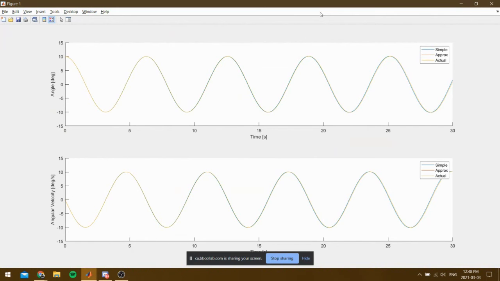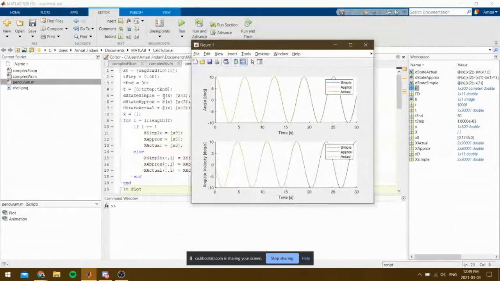So the blue line is the simple one, where the angular acceleration is equal to the negative of the angle. Then you have the approximate one, in which we use the Taylor series expansion. And then you have the actual one where the angular acceleration is equal to minus sine of the angle. We see pretty good agreement, simply because we're starting at 10 degrees, so our small angle approximation is actually a pretty good approximation.